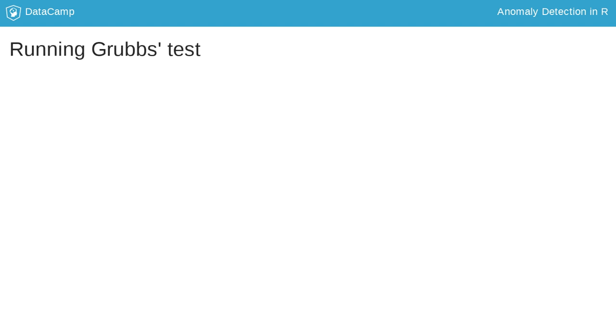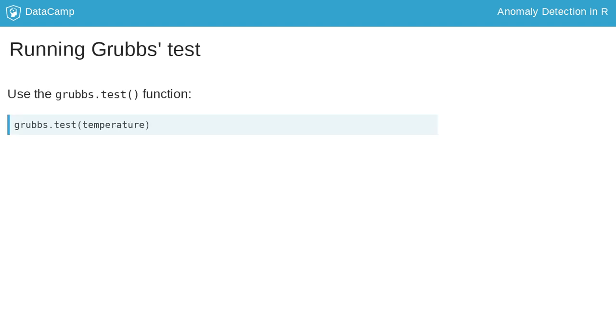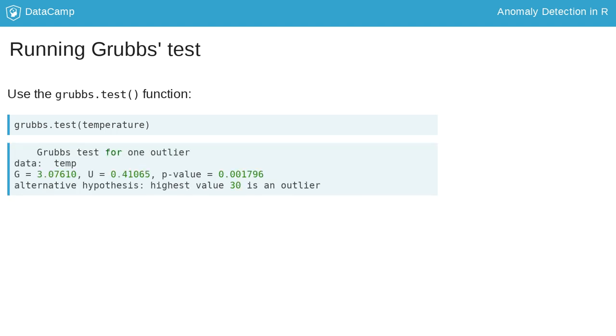In R, Grubbs test is performed using the grubbs.test function, and the result of its use for the temperature data is shown. There are two key pieces of information to look out for in the text returned by the function: the data point that was tested and the p-value associated with the test. The point that was tested will either have been the maximum or minimum value in the data, whichever is farthest from the mean. The final line of output shows that the value tested was the maximum temperature of 30 Celsius.